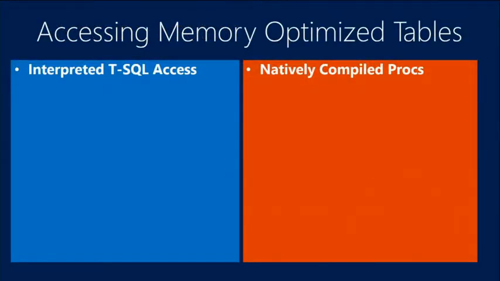So there are these two ways to access memory optimized tables. There is the traditional interpreted T-SQL access, which is just any typical old ad hoc batch or a traditional stored procedure. We refer to this as interpreted T-SQL to contrast it to natively compiled. And there are, of course, the natively compiled stored procedures. And there are advantages and disadvantages of using one or the other.